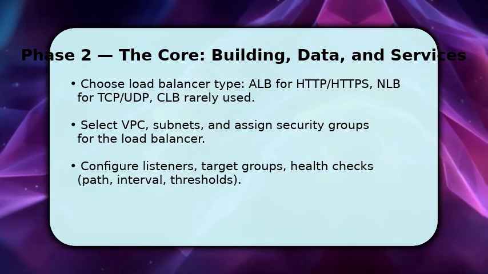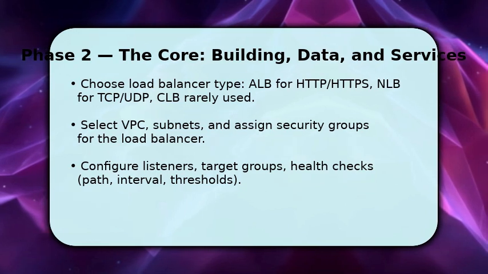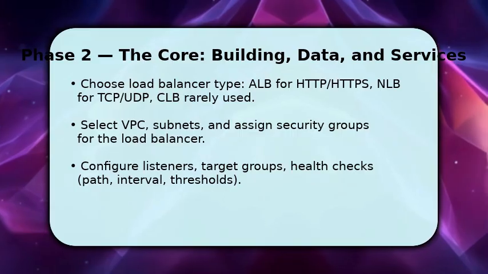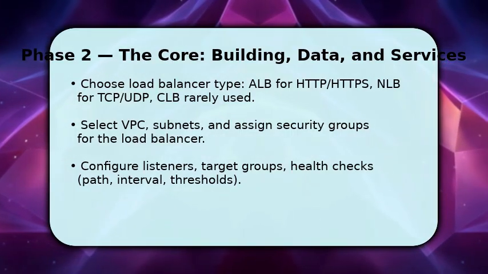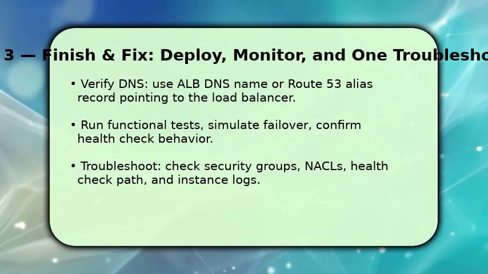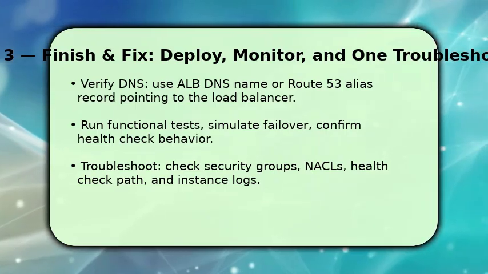Configure listeners and routing rules, and set health checks. Pick a path and reasonable interval and threshold so that unhealthy instances are removed automatically. Make sure stickiness or SSL termination is set if required for your app. Finish by assigning DNS. Use the load balancer DNS name or create a Route 53 alias record for friendly naming.